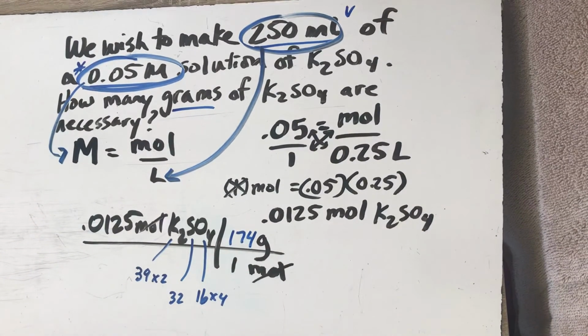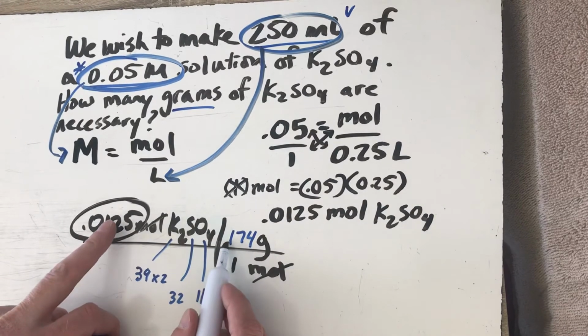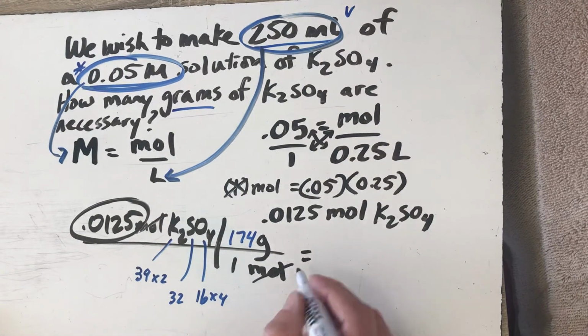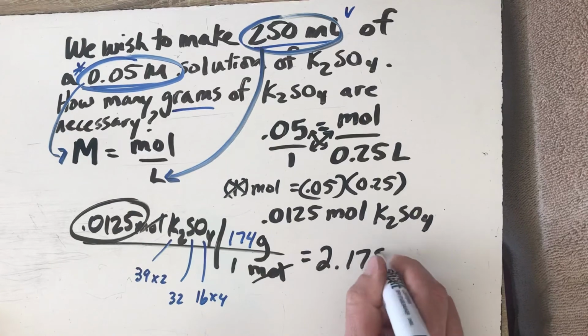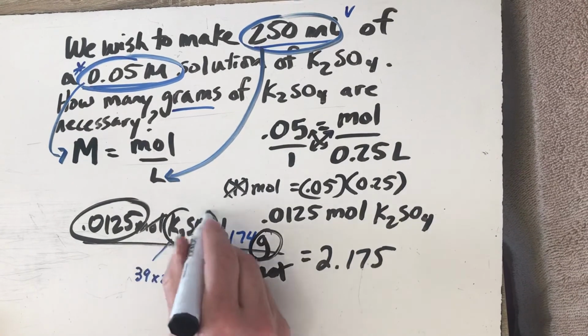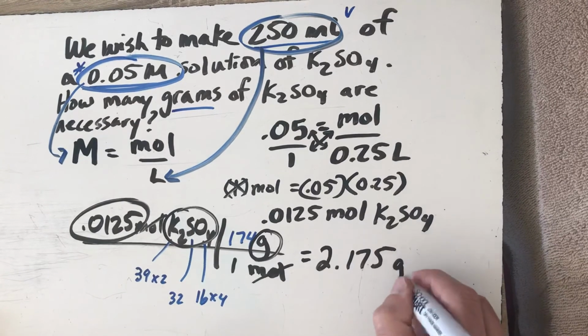So potassium sulfate's 174 grams per 1 mole, but I don't need 1 mole for this small solution I'm making. I only need that much. So I'm going to multiply the two things on top, divide by the one on the bottom, which doesn't really change it. So I'm really just multiplying the numbers on top. And when I do, I get an answer of 2.175. And now that represents grams of potassium sulfate. Those are the units that are left.